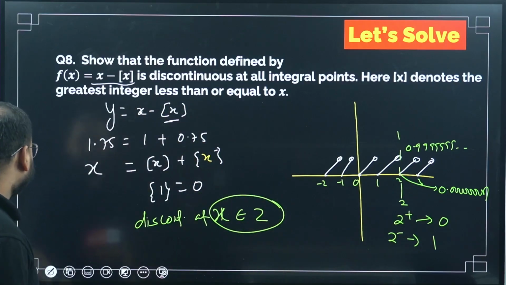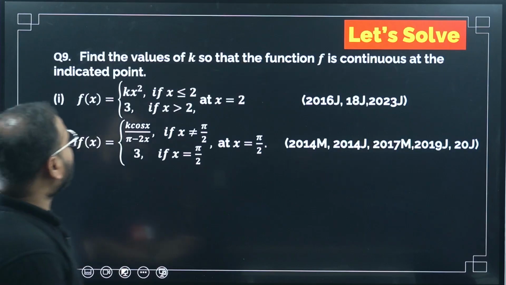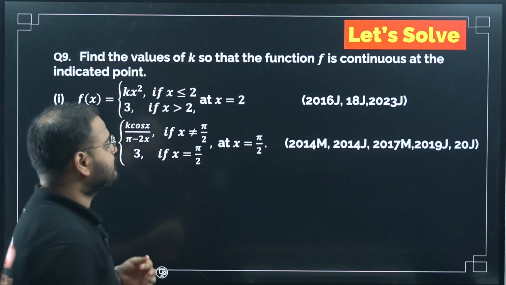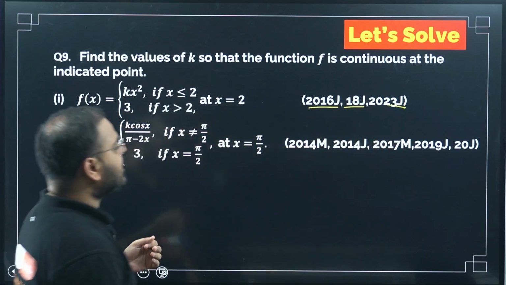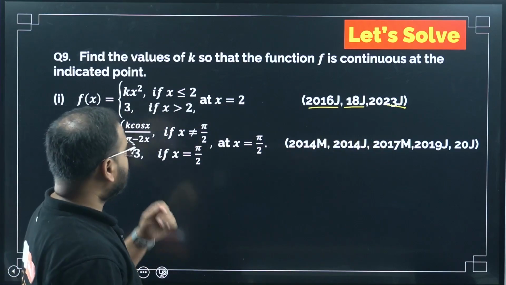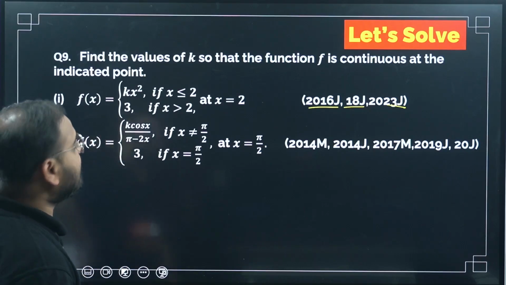Moving on. Question number 9. Find the values of k. Good question. See, January 16, January 18, January 23, they keep asking like this. May 2014. What is the question? Find the values of k so that function f is continuous.